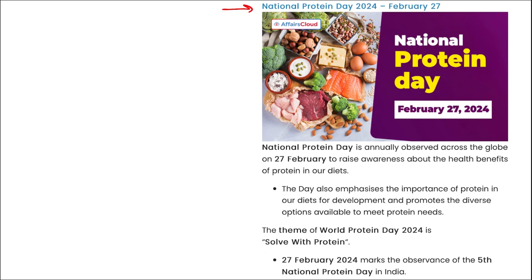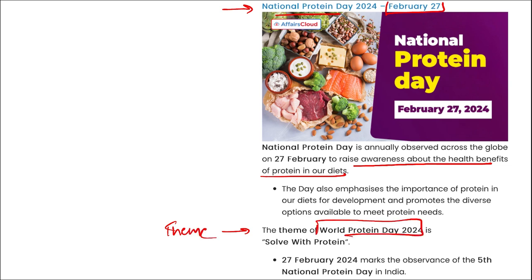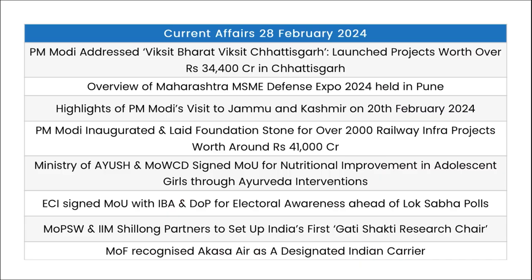Next is National Protein Day. It is also observed on 27th of Feb and it is to raise awareness about the health benefits of protein in our diets. The theme that you need to remember here is World Protein Day. The theme for World Protein Day 2024 is Solve with Protein. This is the theme that you need to remember. And this year in 2024 we observed the 5th edition of the National Protein Day. So friends, these were your important current affairs for the day.